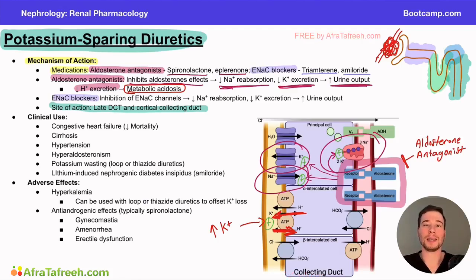And now to try to maintain homeostasis, we're going to be kicking out potassium, which is going to result in reabsorbing more hydrogen protons. And that is one of the reasons why we can get a metabolic acidosis in these patients. Now, moving on to the next one, we have our ENaC blockers.